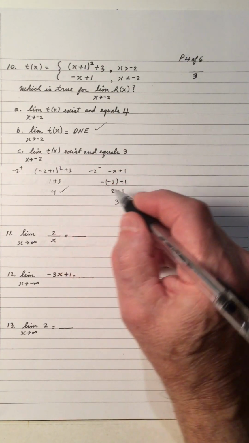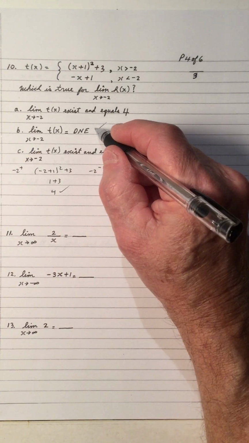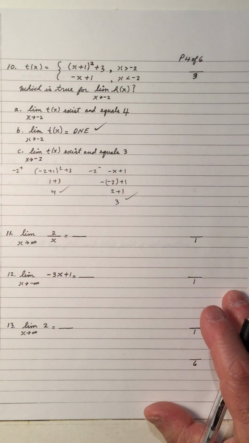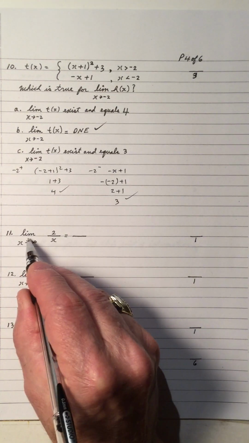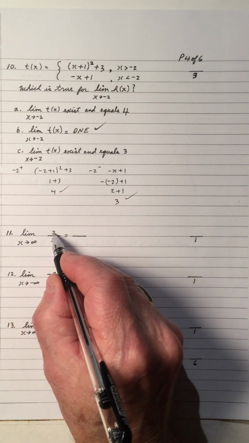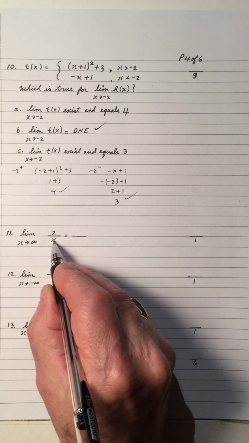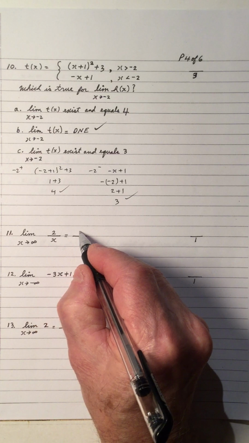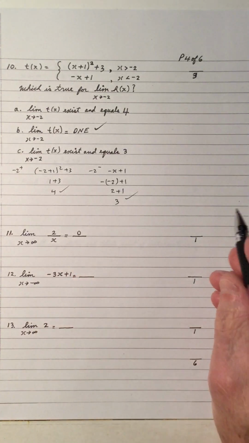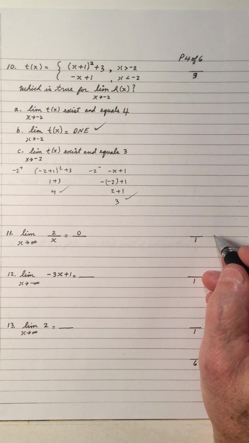And again, if you work each of these out, you get a mark each. If you got this as your answer, give yourself 3. And what about the limit going to infinity? 2 over x. As x gets larger and larger, 2 over x gets smaller and smaller, approaching 0. If you got 0, give yourself a mark.